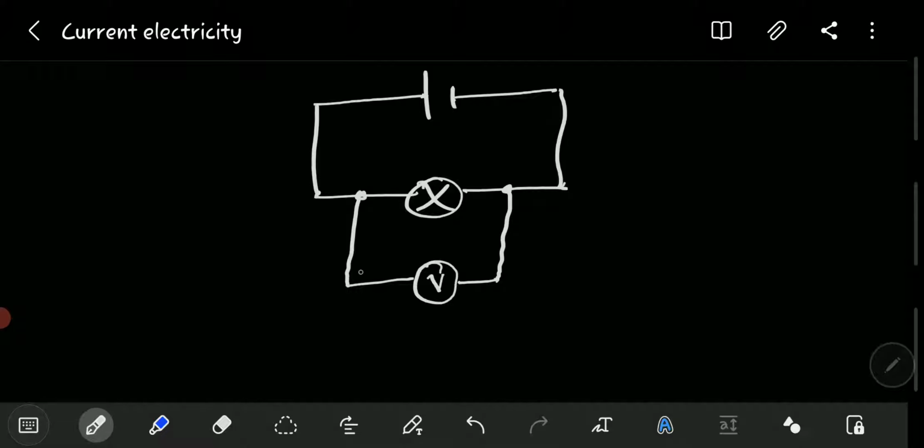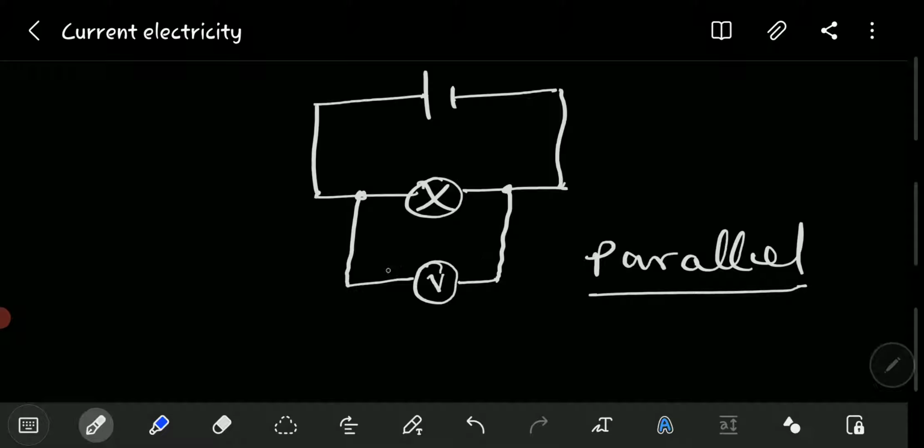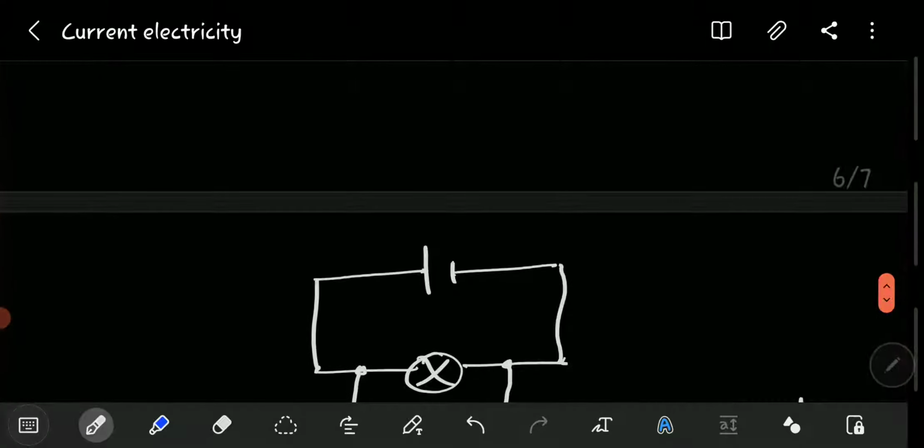So both terminals of the voltmeter are connected to the same circuit component, which is the lamp. There is no direct connection to the battery, which is the other circuit component. So this is what we mean when we say parallel. Series means that one terminal is connected to one circuit component while the other is connected to another circuit component. So this basically is how we connect a voltmeter in a circuit.